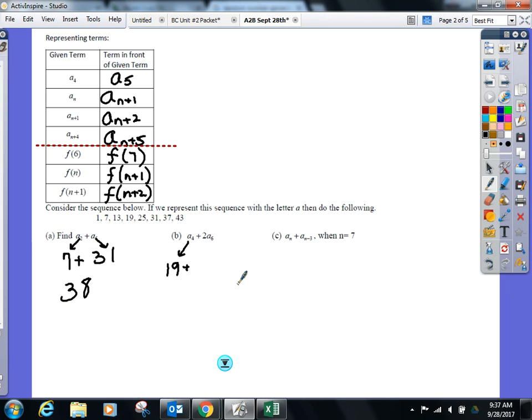Hannah wants to talk. Go. 2 times the 6th term. What is the 6th term, Hannah? 31. Okay, I see you. Good. So we got 38, 19, and 62. My math's correct?